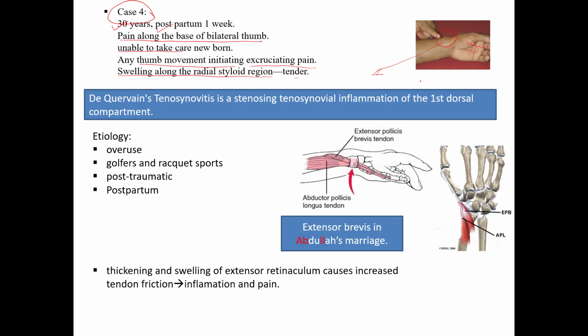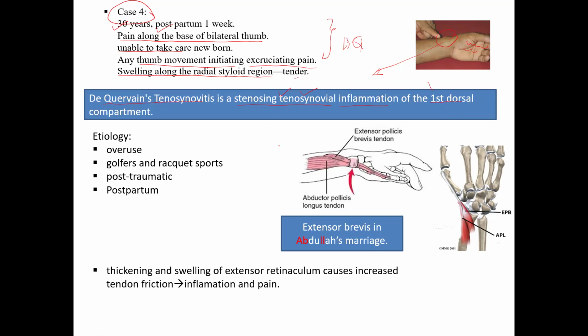She complains of pain and swelling, and whenever the thumb moves, she has severe pain over this area. So this is a classical presentation of de Quervain tenosynovitis, and it happens mostly after delivery. Okay. So what is de Quervain tenosynovitis? It is a stenosing tenosynovial inflammation. That is, teno means tendon inflammation associated with synovial inflammation of the first dorsal compartment. What did I say about the dorsal compartment?